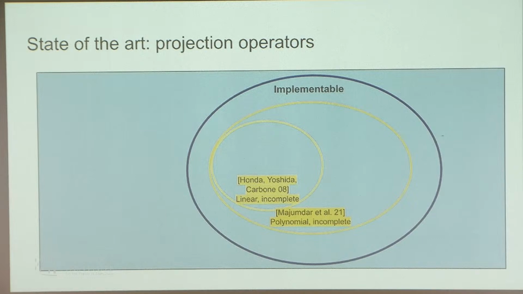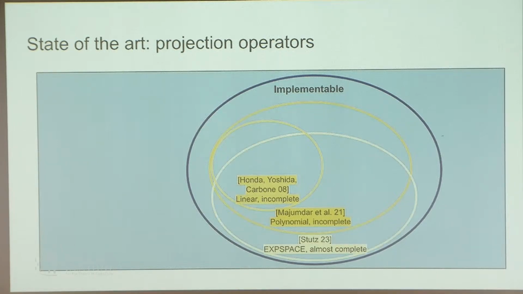And so yes, in the original paper, they gave a projection operator that was linear in the size of the global type, but that was incomplete. With this generalization to a more permissive form of choice, this projection operator now became polynomial time, but was still incomplete in that it didn't precisely capture all of the implementable global types.